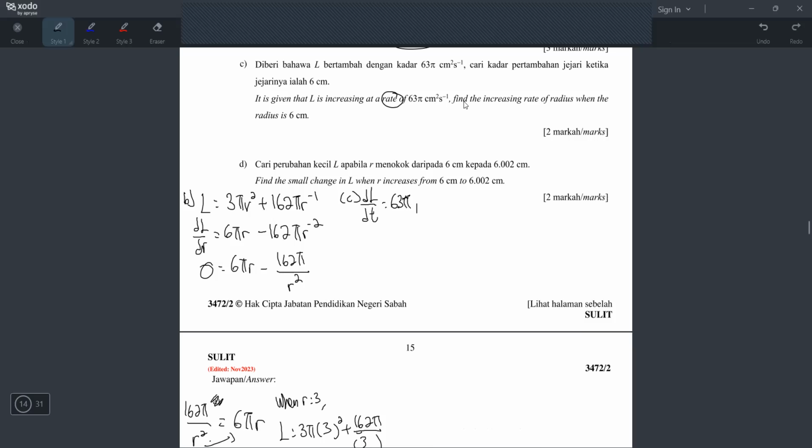And then, find increasing rate of radius. It means I want to find dr/dt. Right? Because it's rate, so over dt, and then radius dr. So this one is the question mark. Okay, when the radius is 6 cm means r equals 6. So whenever we do rate of change, the first step is always to write down the information like this.